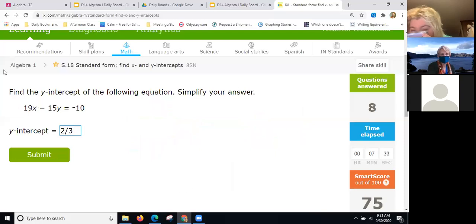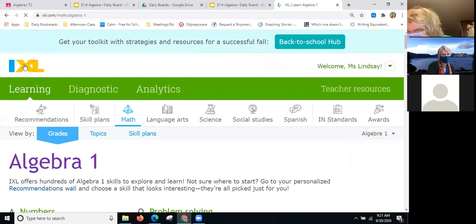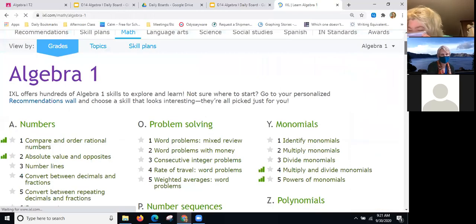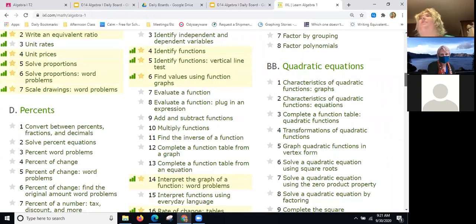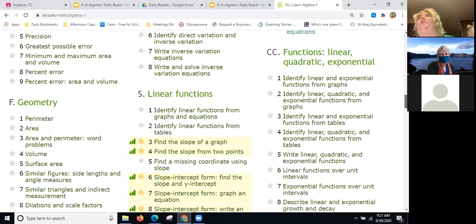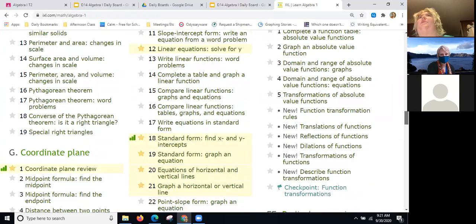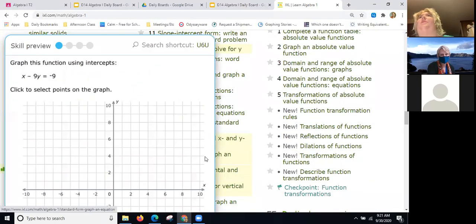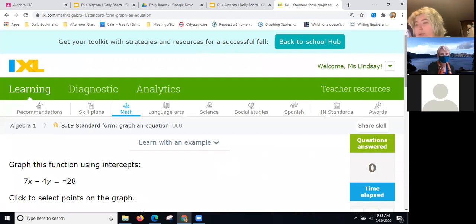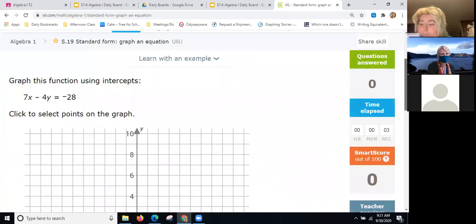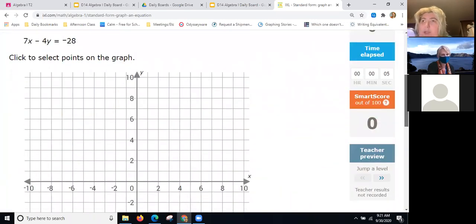All right, so that's what you're doing in S18. Like I said, toward the end it gets a little trickier because you might have to reduce the fractions. And then in S19, you're gonna graph the equation using both intercepts. So it's like doing two of the problems you just did in the same problem.